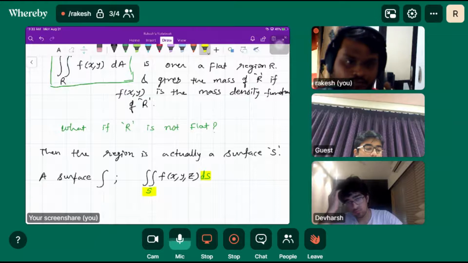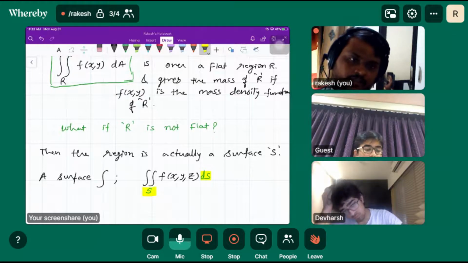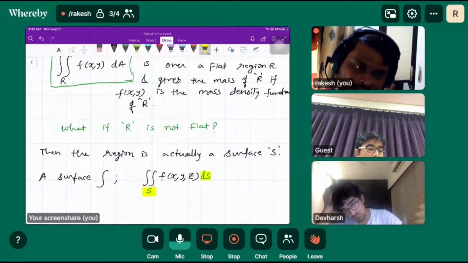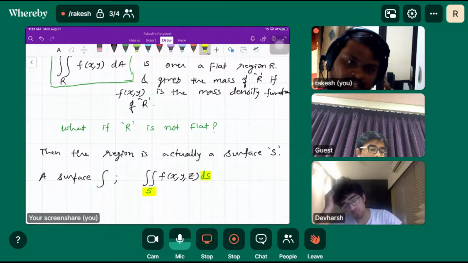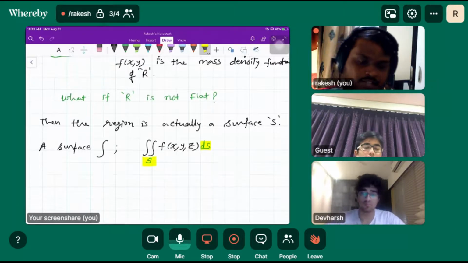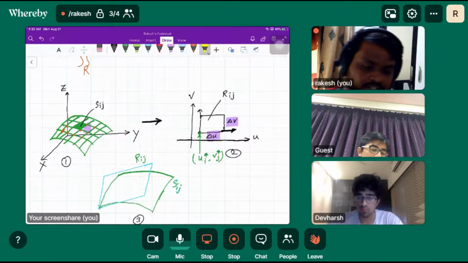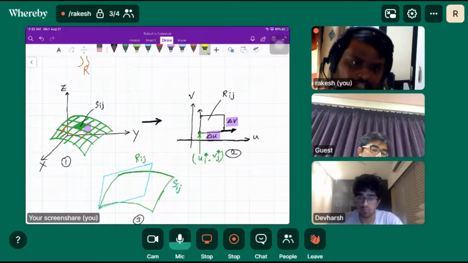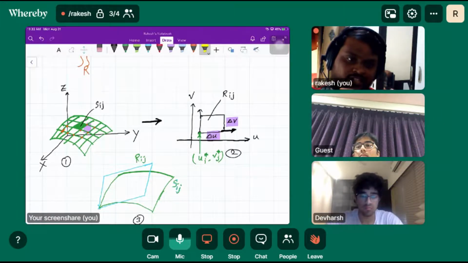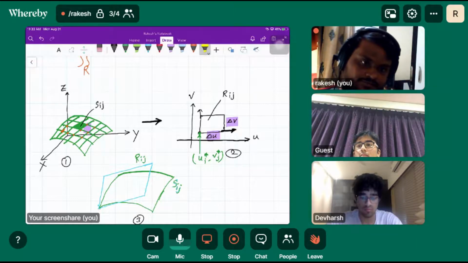So we need to convert that x, y, z into parametric form, such as u comma v. Then we can easily apply double integration over that region. We'll convert S into R. When we convert S into R, we'll get u and v. Can you see that S_ij corresponds to R_ij? So that's the whole idea here.